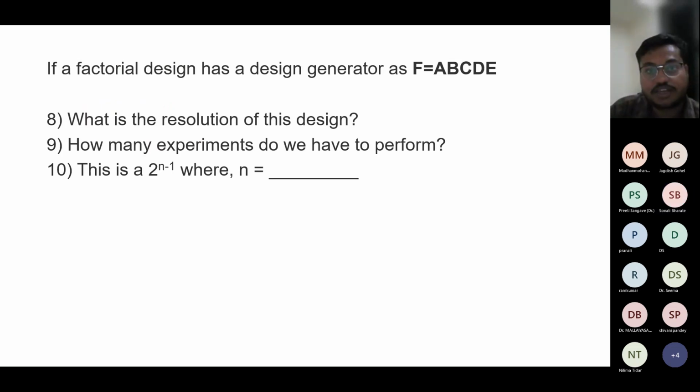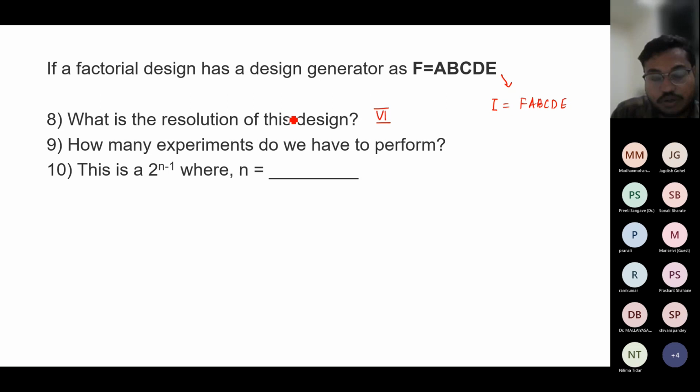For a factorial design, there's a design generator F equals ABCDE. What is the resolution of this design? So we are given the design F equals ABCDE. The generator equation will be F, A, B, C, D, E. The generator equation has 6 terms: F, A, B, C, D, E. So the resolution of this design will be 6. Is that clear?